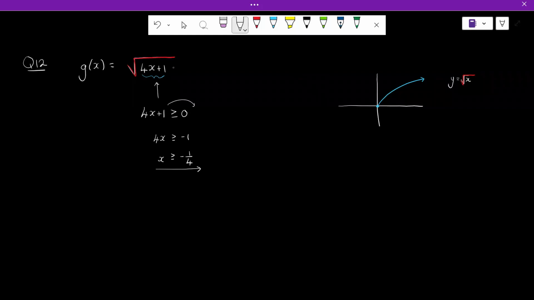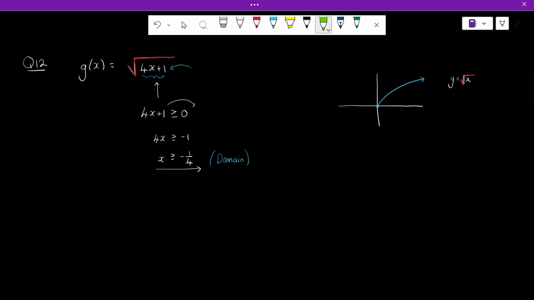So in other words, if we sub in values of x greater than or equal to negative a quarter, that will make sure that this value under the square root is always positive. For example, values greater than negative a quarter are like 1, 2, 0, etc. And if you sub those in here, you'll see that you do get positive values under the square root. So this is the domain. These are the values of x that do give us positive values under the square root, or 0.